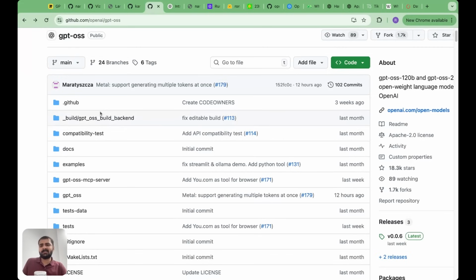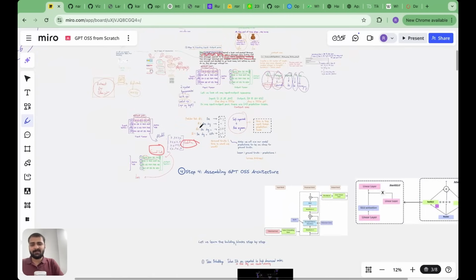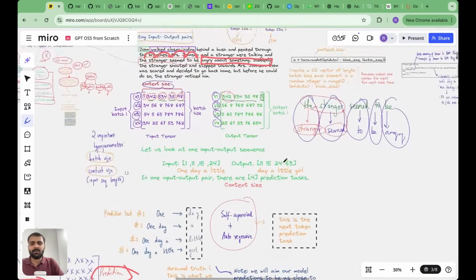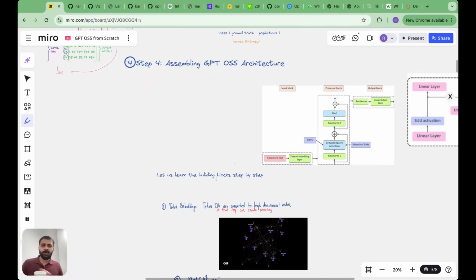Normally, when you directly see this repository, it feels very confusing. What do I do after this point? If I want to build GPT-OSS from scratch, how do I exactly do that? There is no way or no blueprint to do that, right? I hope this lecture serves as that blueprint. Now, once our input and target pairs are created, we now move towards the most important part of the lecture, which is the GPT-OSS architecture.